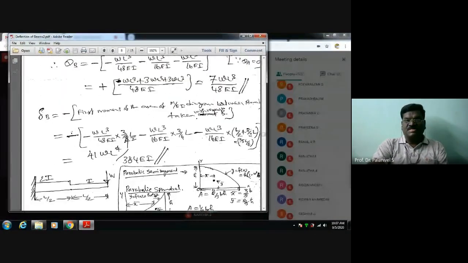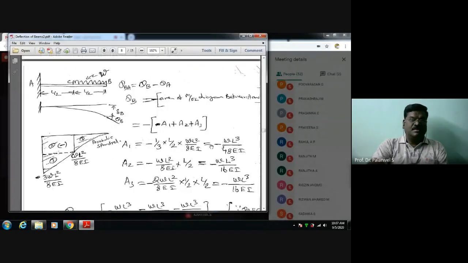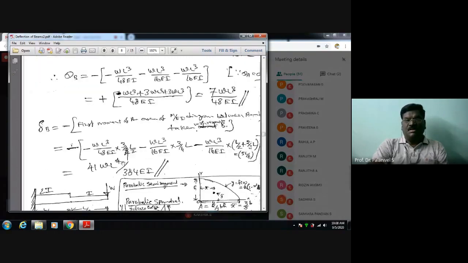Minus WLQ by 16A into from here. This is the third area. From here, it is L by 2. L by 2 plus, this is triangle. Triangle is here. From here it is 2/3. From here it is 1/3. Okay. So 1/3 L by 2. Right? 1/3 L by 2. L by 2 plus 2/3 L by 2.